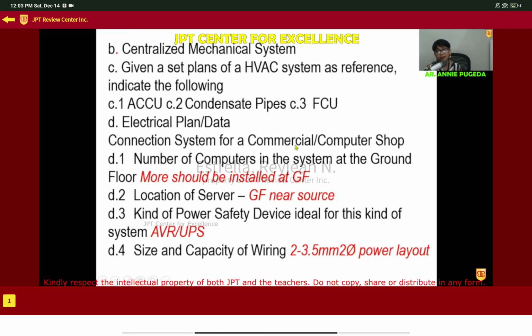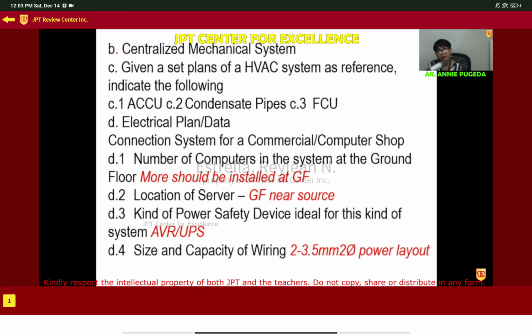Then, electrical plan data, mayroon siyang computer shop. Tapos na naglagay siya ng computer sa ground. Number of computers in the system at the ground floor, mas marami ang install sa ground floor. Bakit? Mas malapit siya sa source. So, pagka malapit ka sa source, mawawala or hindi magkakaroon ng intermittent signal. Location of server, ground floor near source. Kind of power safety device ideal for this kind of system. Alam niyo naman, ang mga computer ay protektado ng auto voltage regulator at saka uninterruptible power supply, UPS.